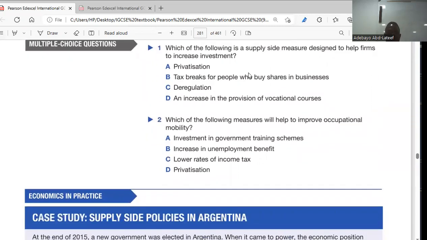Yes. The second question said, which of the following measures will help to improve occupational mobility? What is occupational mobility? The ability of individuals to be able to choose, to be able to change or swap from one job to another. As I was a banker, now I'm a teacher. That's occupational mobility. The training one. Yes, A. Thank you. So that's the end of that chapter. Chapter 34, right? 33.